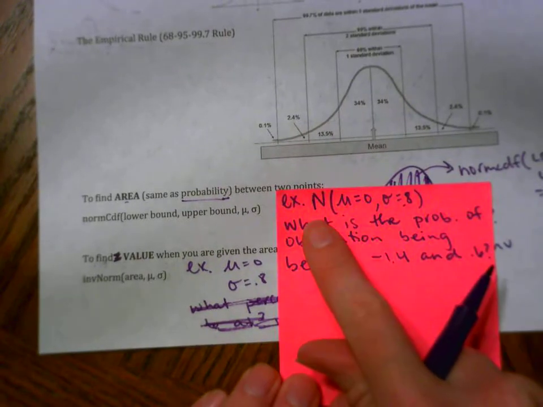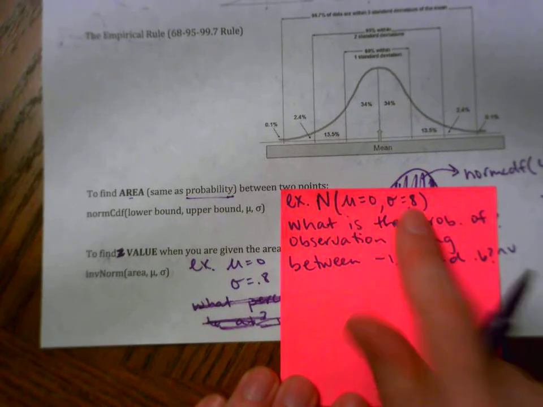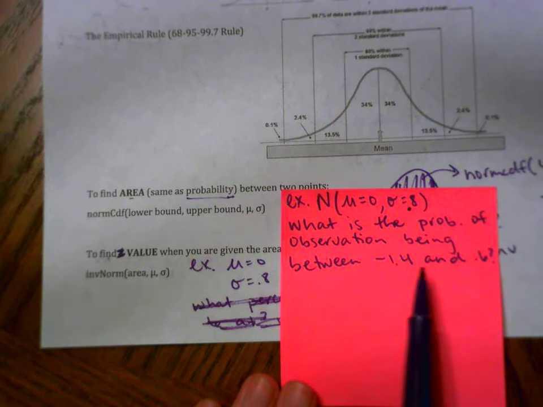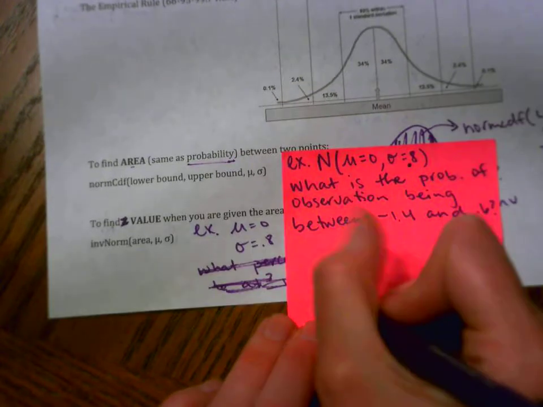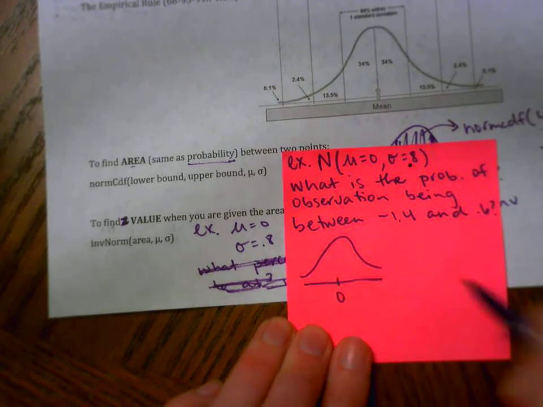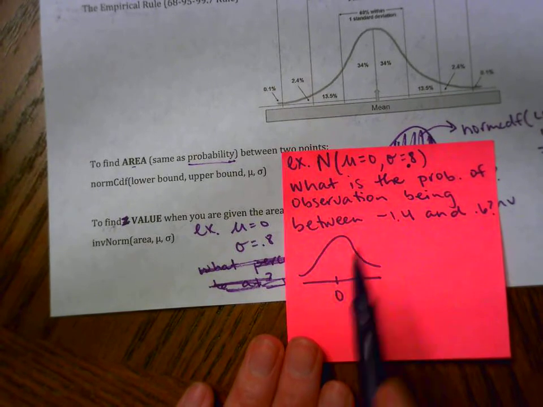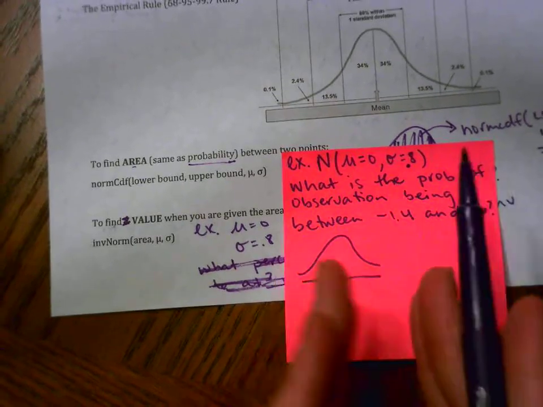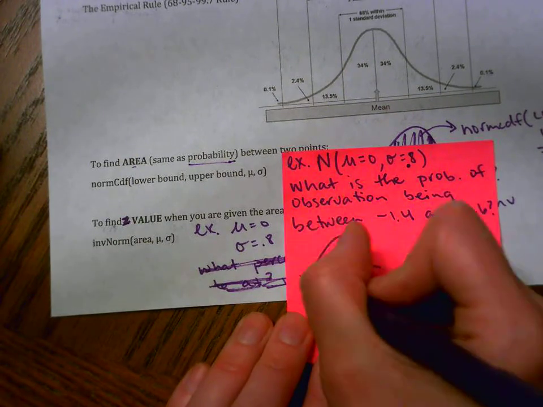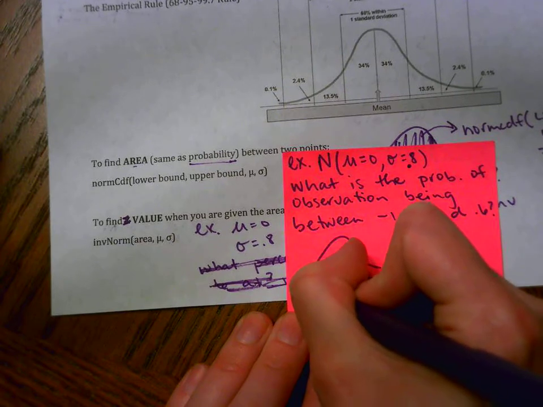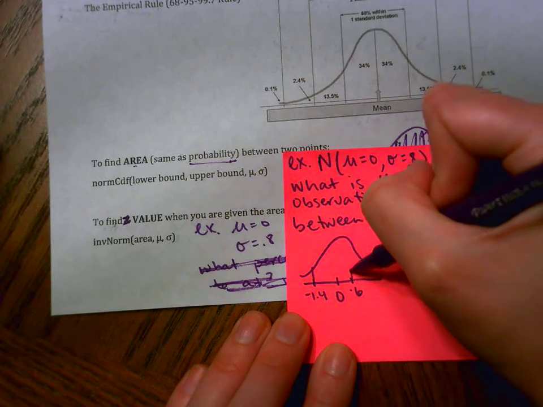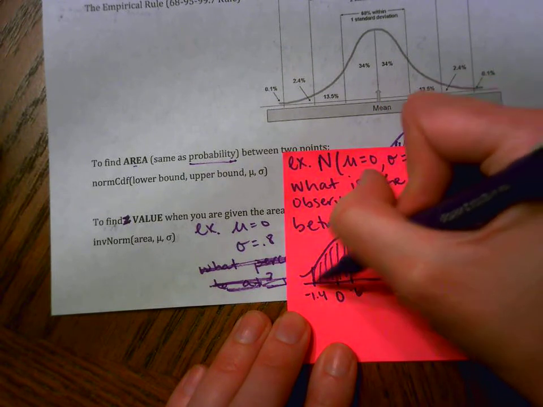In this example, if it's normally distributed with a mean of 0 and a standard deviation of 0.8, what's the probability of an observation being between negative 1.4 and 0.6? To solve this, you would draw a normal distribution. You would put your mean in the middle, and you can show going 3 standard deviations away on each side. Then we want to find the probability of being between negative 1.4 and 0.6, which is the area in between those values.